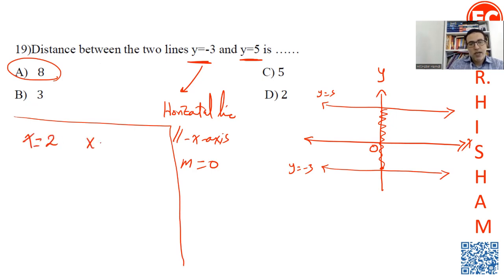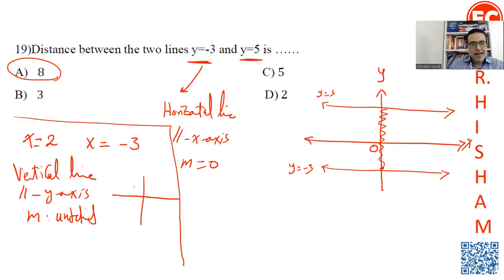But what if they change the question in the exam and ask about the distance between the line x is equal to 2 and the line x is equal to negative 3? In this case, it's a vertical line parallel to the y-axis. Slope is undefined, it does not exist. And x is equal to negative 3 is here, and x is equal to 2 is here. So the distance between them in this case is 5. So I revised the y and x lines for you.